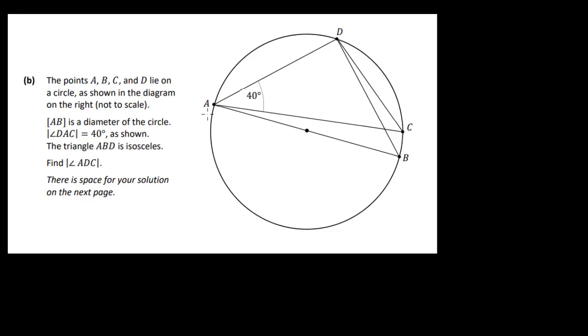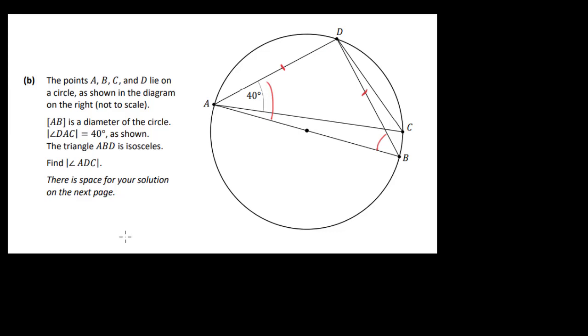ABD is isosceles, which means that side there would be equal to that side there, and this angle here would be equal to this angle here. Find the angle ADC. So we've got to find this angle here.